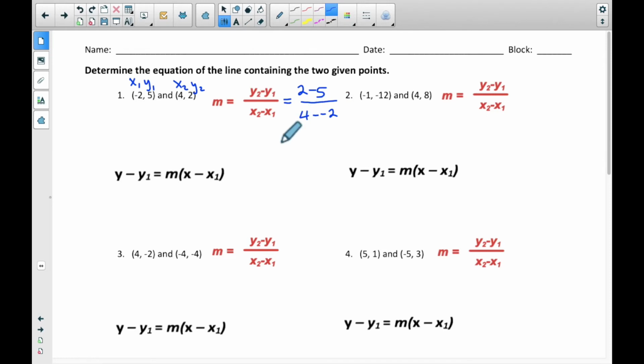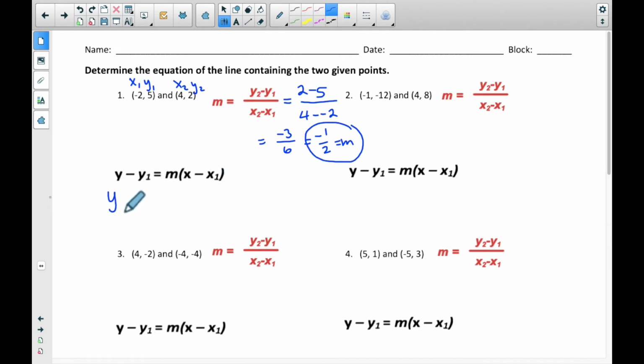And I'm going to put that into my calculator. And I get -3/6, which also does reduce to -1/2. So I find my slope to be -1/2. So the next step is now to use this equation to find the equation of the line.